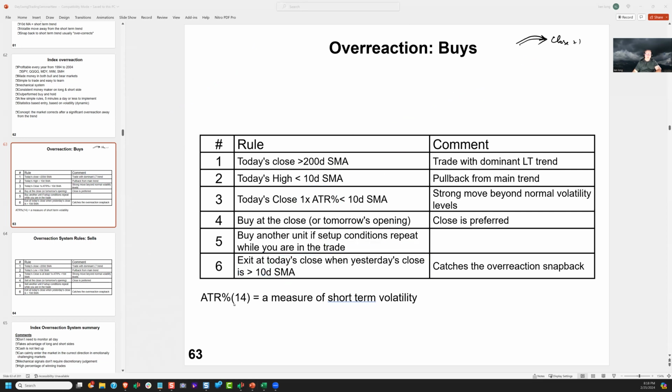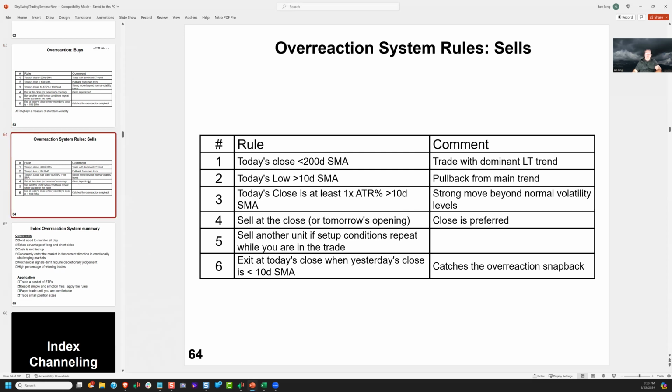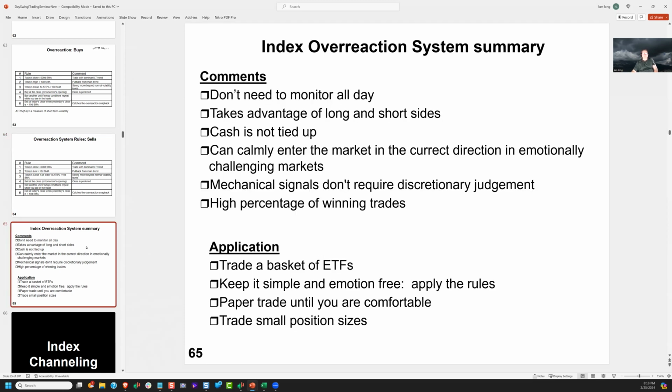And we're using ATR 14 for the ATR percentage. This is one where you can actually play it the other way. It's symmetrical. So if you had something where prices were below the 200-day moving average, and then there was a dead cat bounce up, it is symmetrical. So I'm not going to dwell on that.